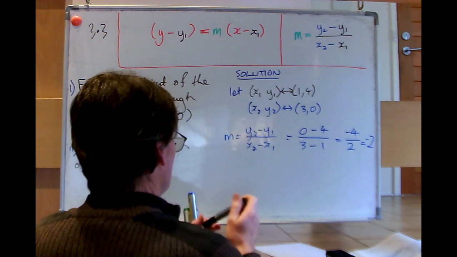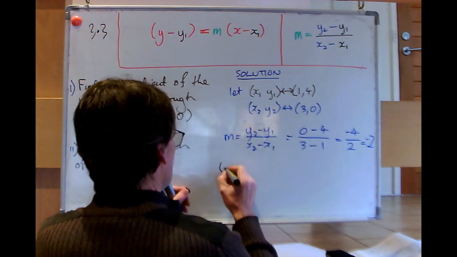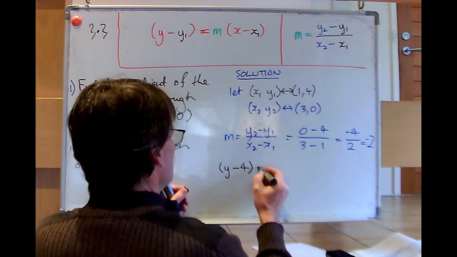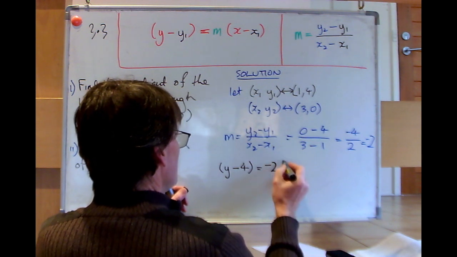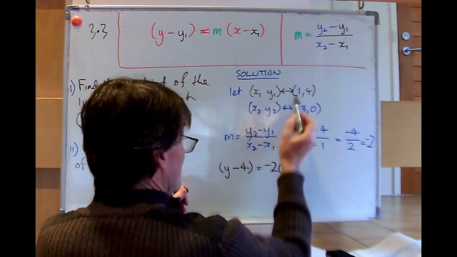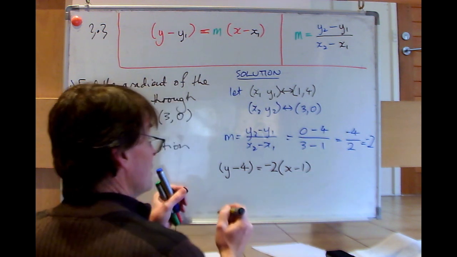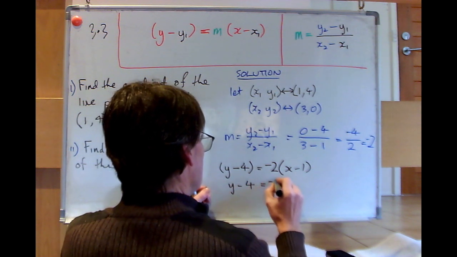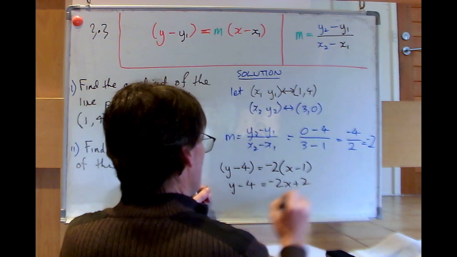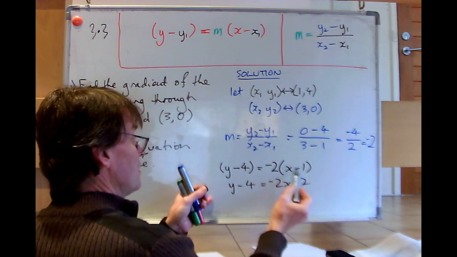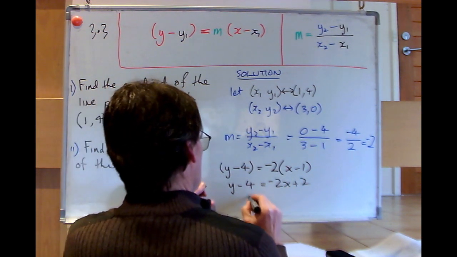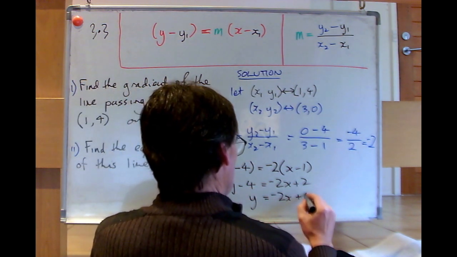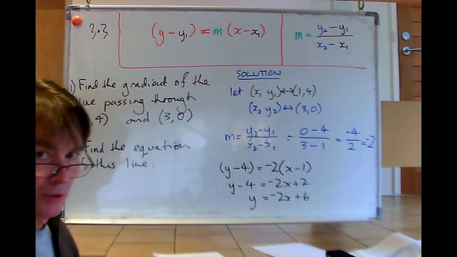So this one is slightly different. Y minus y1 is equal to your gradient, x minus x1. Expand that bracket, don't forget to change the sign. Add 4 to both sides. And I get the equation of that straight line.